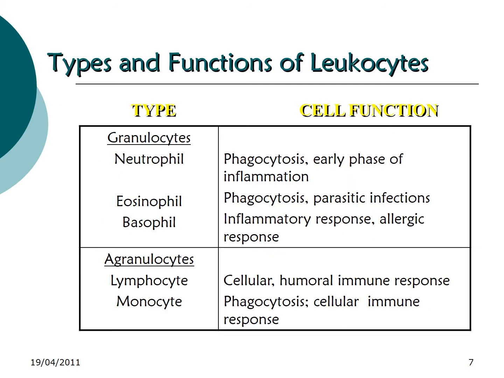So the leukocytes, like I said, are the different types. So neutrophils, what is the cell function that it does? It takes place in the inflammatory process and parasite infection. For eosinophils and basophils, again, that is seen usually with an inflammatory process and allergic responses. The lymphocyte, immune response, and cellular immune response with the monocytes.